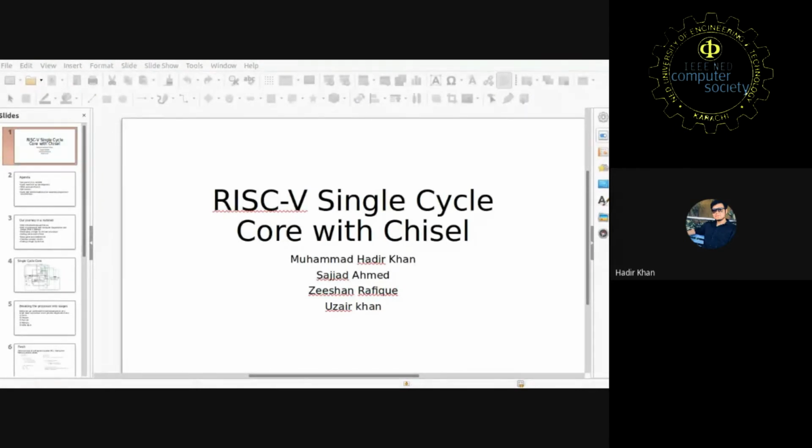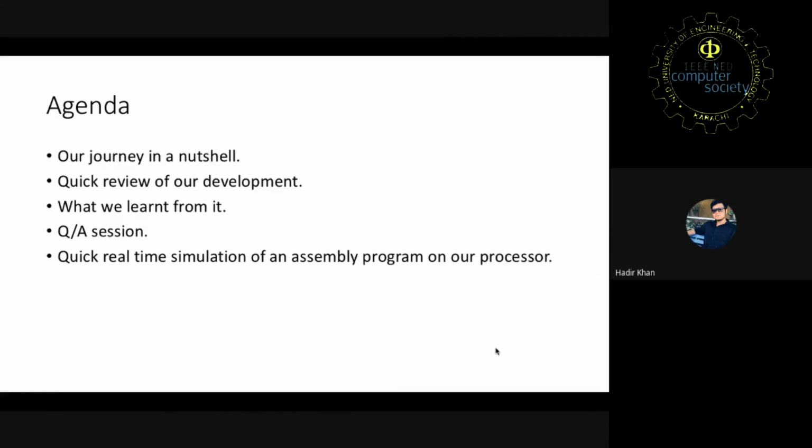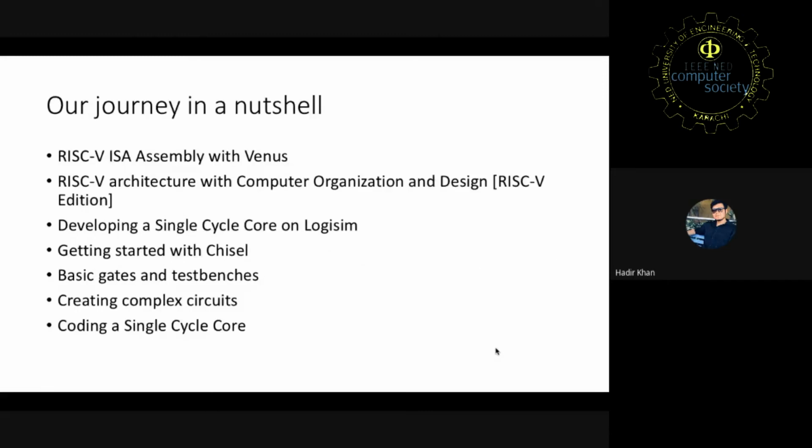Okay, so in this presentation, we're just going to tell you what our learning journey was with developing the single cycle core with Chisel. Next slide, please. So basically, this is our agenda, and we'll tell our journey in a nutshell, what we did and what we learned from it. So a quick review of our development, what we learned from it, and then we'll do a quick real-time simulation of an assembly program on our processor, and then we'll move towards the QA session. So this was our journey in a nutshell.